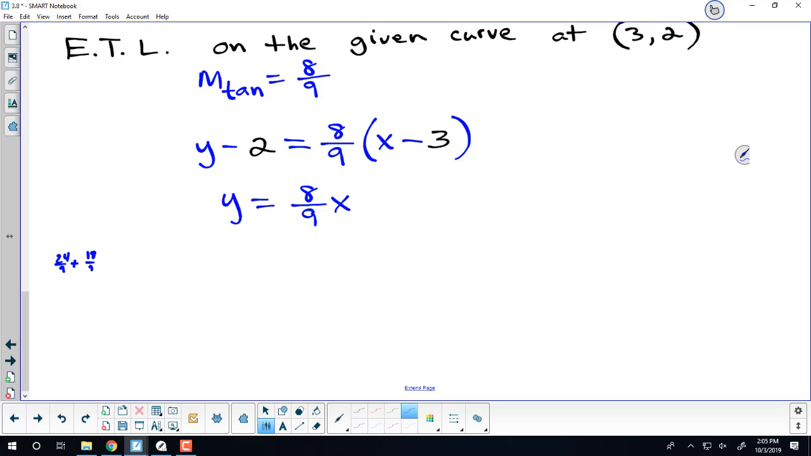Yeah, I think it's a negative. Oh yeah, negative 24. So 6 ninths, minus 6 ninths. That's the equation of the tangent line.